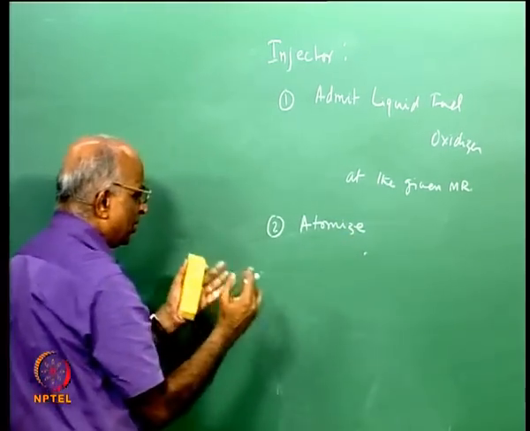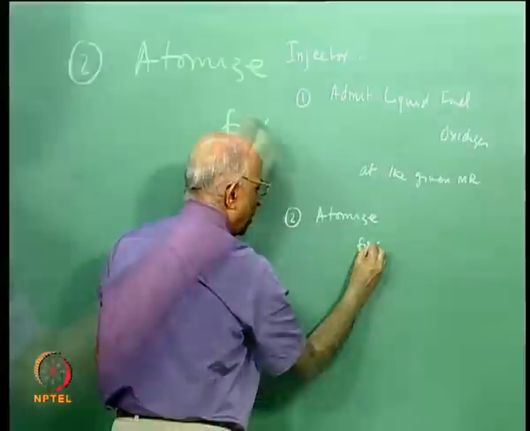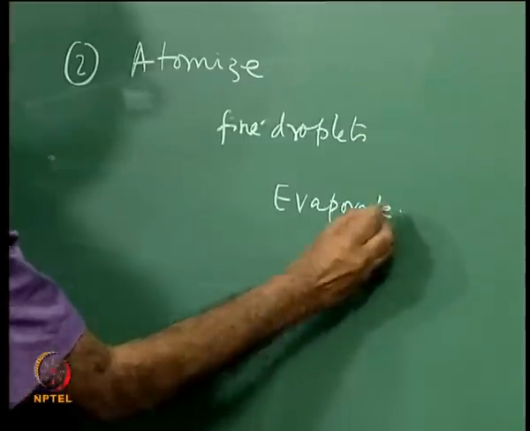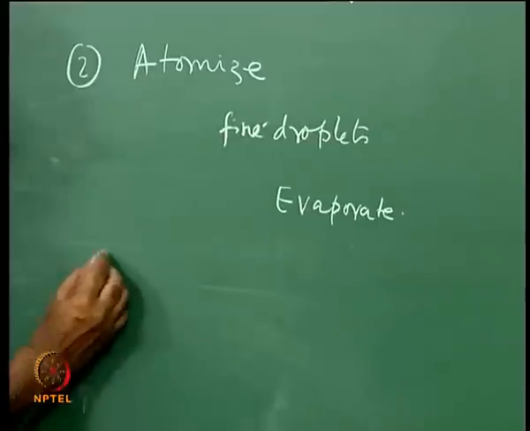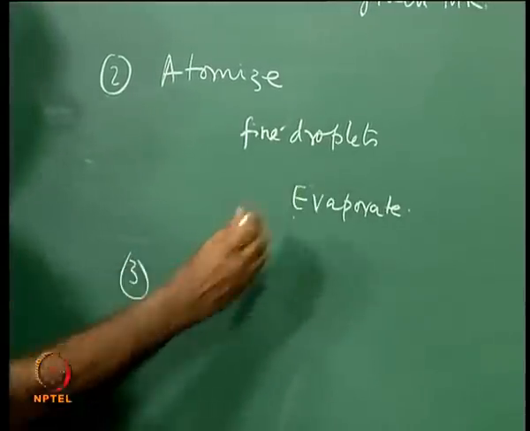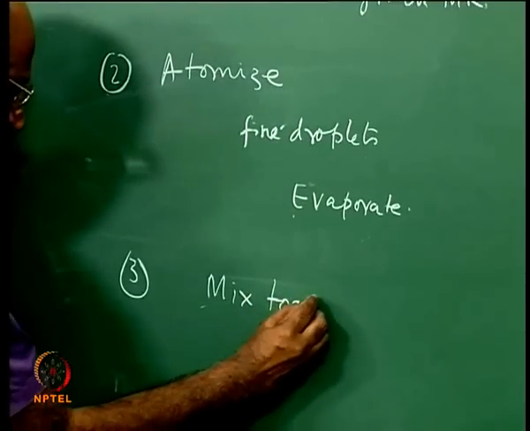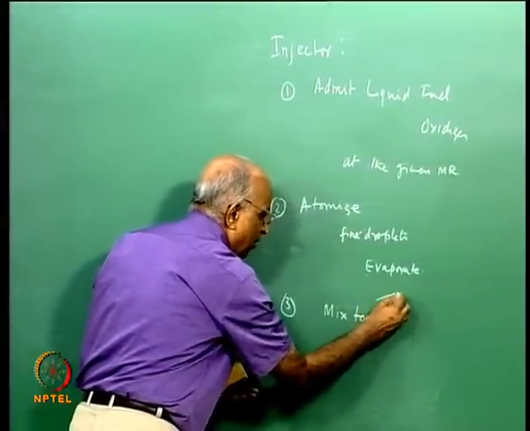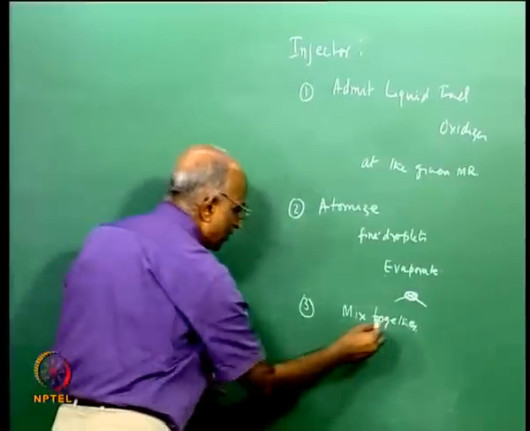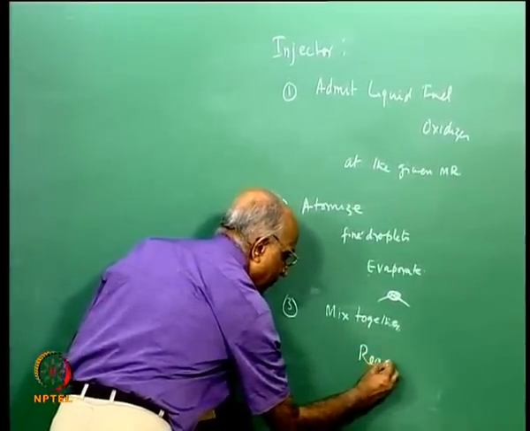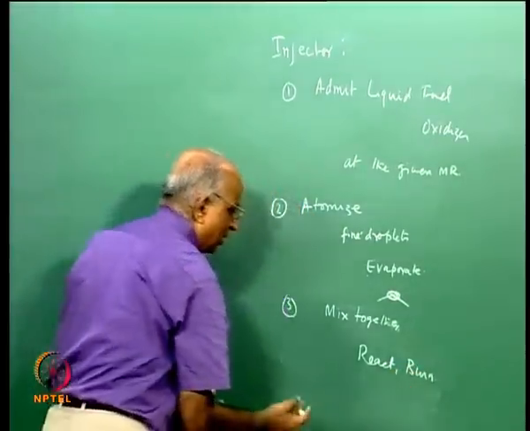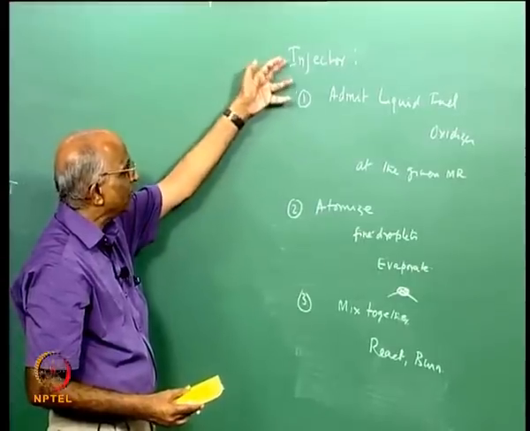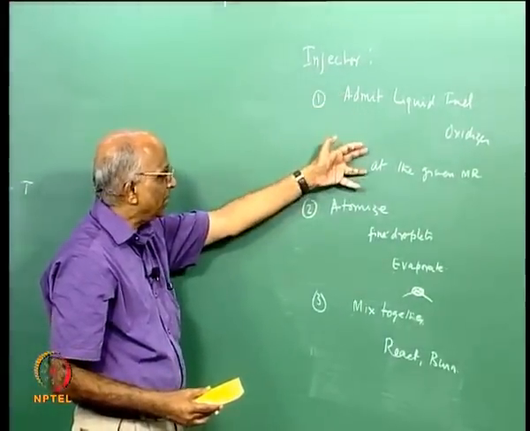What do we mean by atomize? It must disintegrate the liquid fuel into fine droplets, which can easily evaporate. Not only must it evaporate, the third point is it must help the evaporated vapor to mix together. That means it must push the fuel and oxidizer in some form such that the vapor will mix together, and once it mixes together it can chemically react and burn. In some cases you need initially an igniter, but otherwise in a hot environment it can always chemically react and burn.